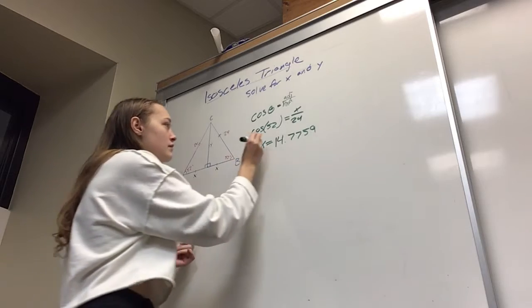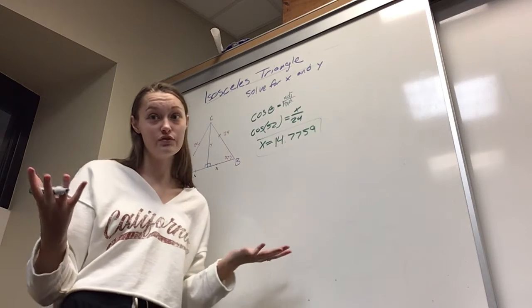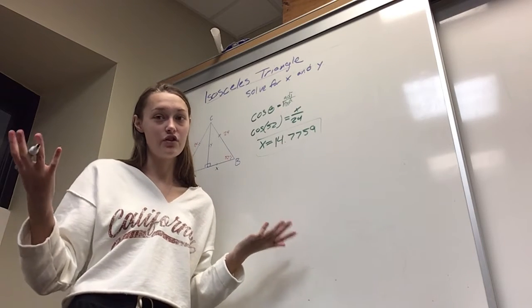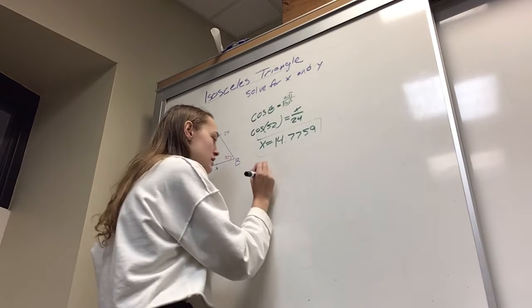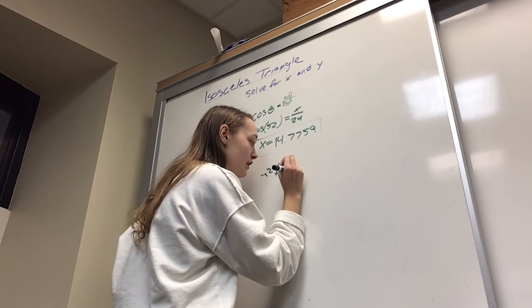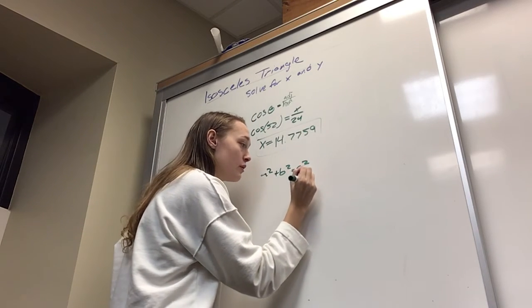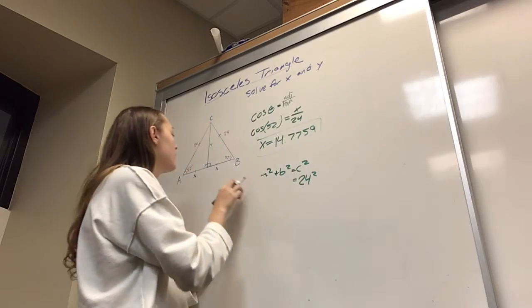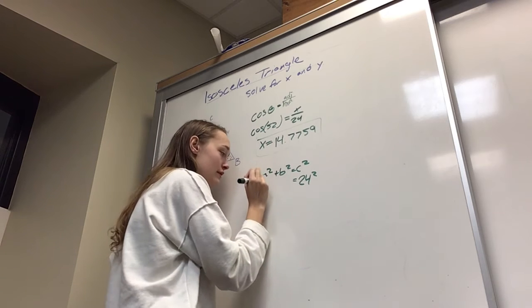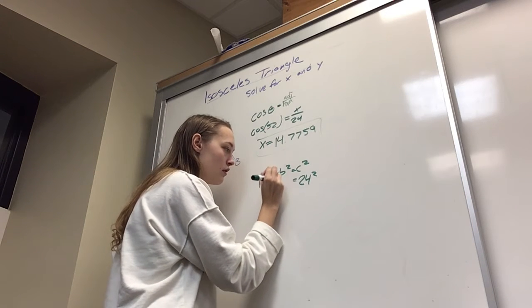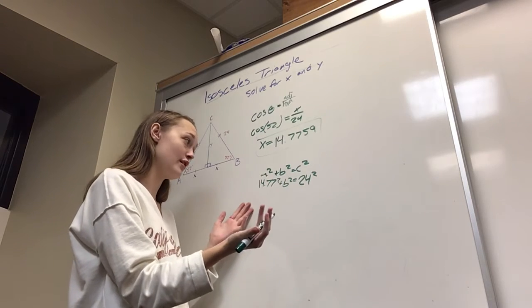Next, after we have x, which I'm going to circle, we need to find y. We have two sides of this right triangle, so I think the easiest way to do this would be using the Pythagorean Theorem, which is a squared plus b squared equals c squared. So we know that c, which is the hypotenuse, is 24, and we know that x, which we can use as a or b, is 14.7 squared plus b squared. And now that we only have one variable, we can solve for b.